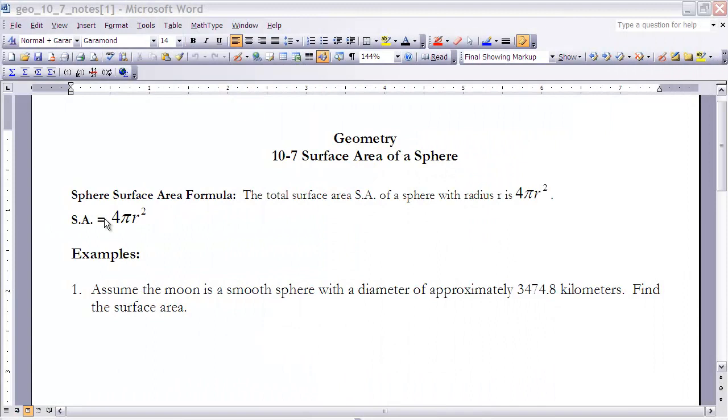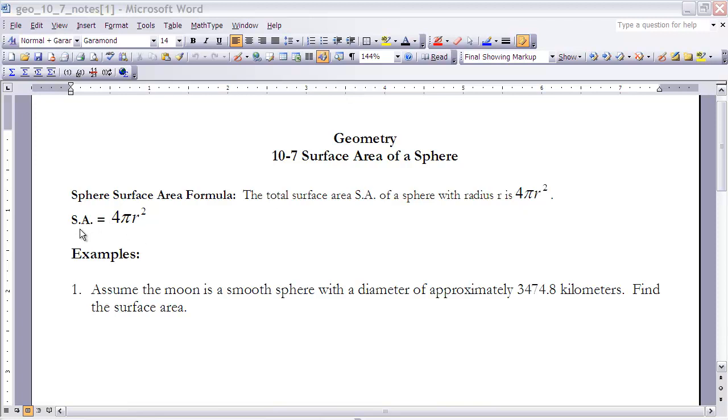This is the notes for section 10.7, surface area of a sphere. If you haven't done so already, make sure you pause the video at this time and read the section before continuing on. This is going to be our last new formula for this chapter. What we're going to do is look at finding the surface area of a sphere, and the formula for doing that is 4 pi r squared.